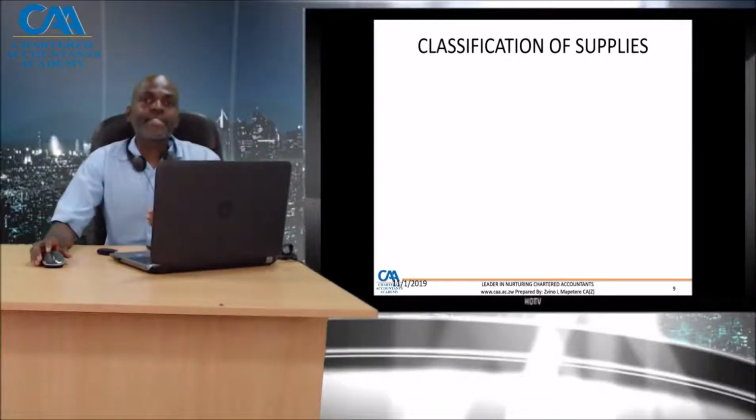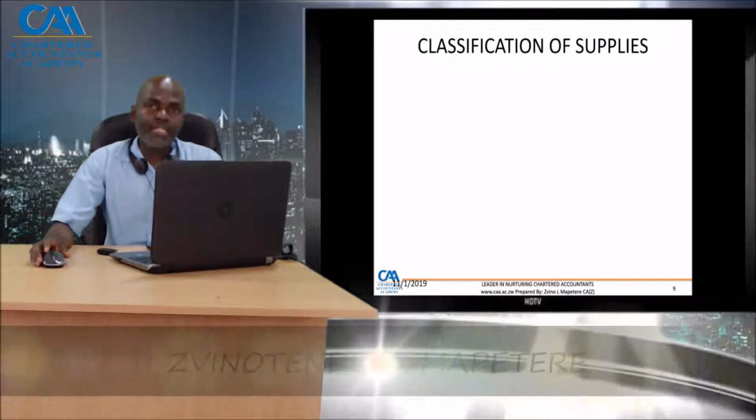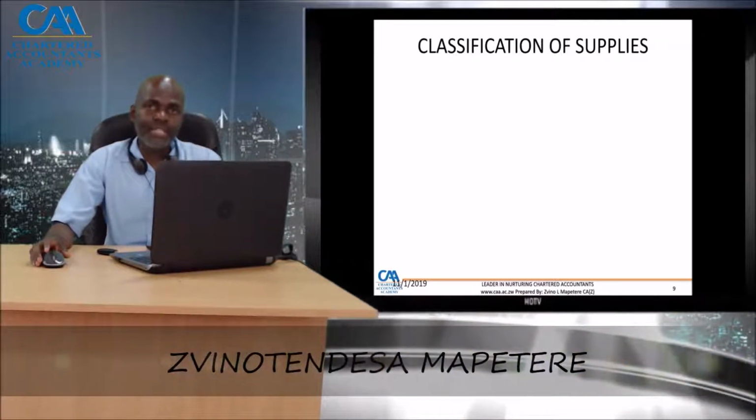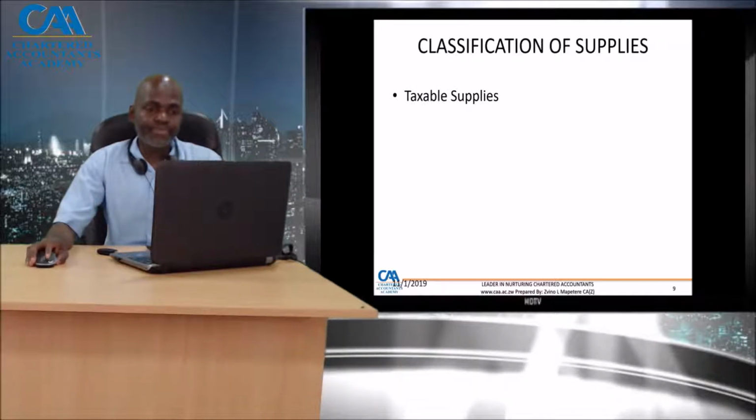This is where we classify the supply, whether it is a taxable supply or a non-taxable supply. If it is a taxable supply, it can either be at a standard rate or at zero rate. If it is a non-taxable supply, it is exempt. Now, as I said, taxable supplies are either zero rated or standard rated.